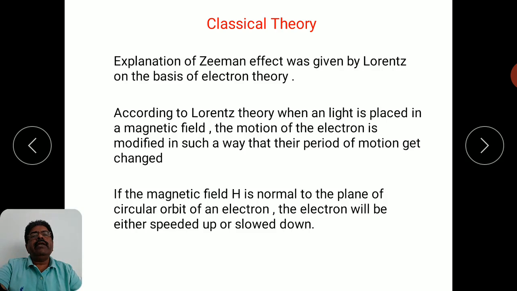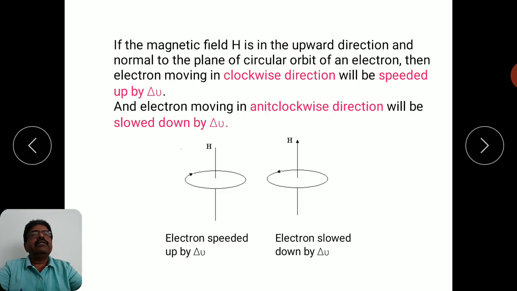You know that any charged particle, when it is in motion, if you apply the magnetic field, there will be a force acting on the charged particle. Electron is a negatively charged particle, and therefore the presence of magnetic field will certainly cause a force acting on the electron. Because of this force, electron will be either speeded up or slowed down. So let us see now what Lorentz has proposed.